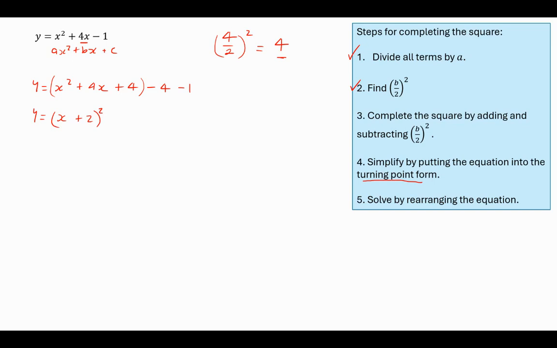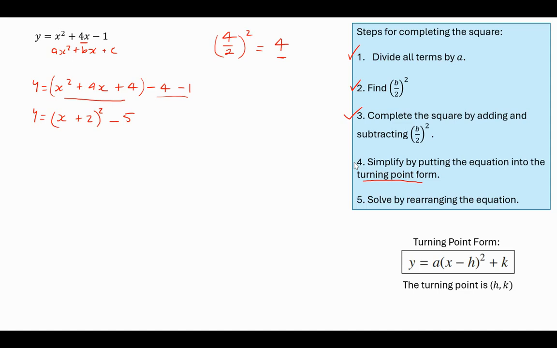And it's a good point here to actually just double check that you got this right by expanding the perfect square and making sure that you get this. But by factorizing, we could simplify this, and now I can collect the like terms out the end here. Minus 4 minus 1 is minus 5. So hopefully you can now see that we have the turning point form.